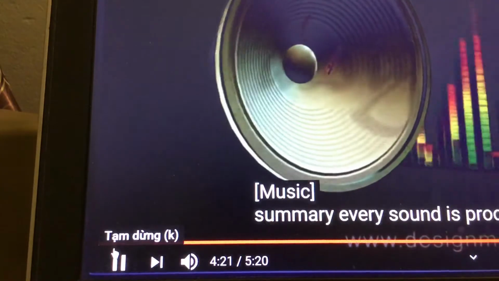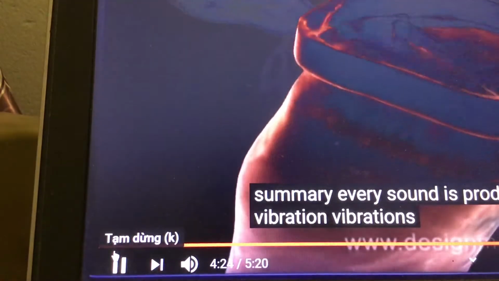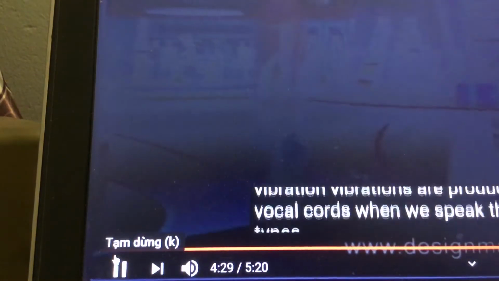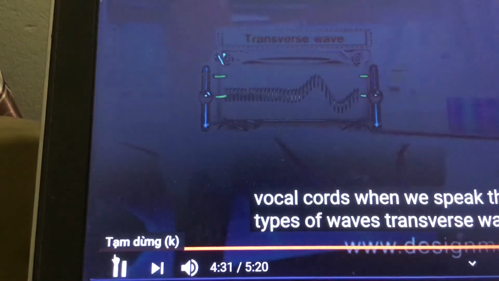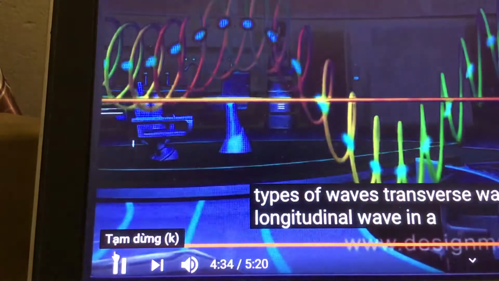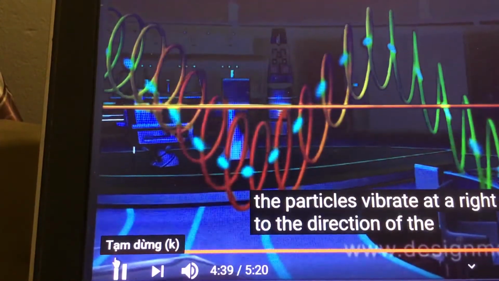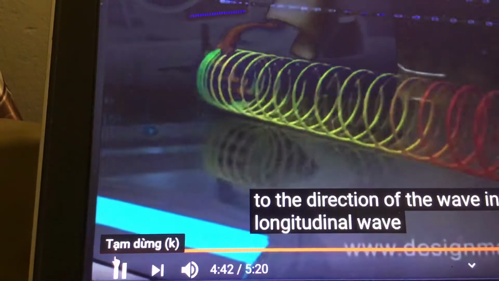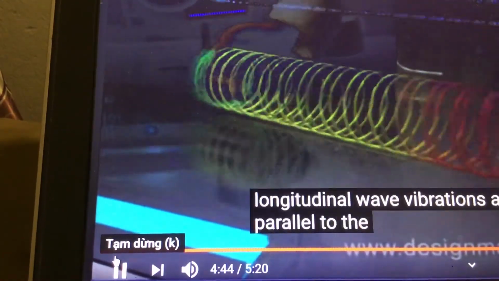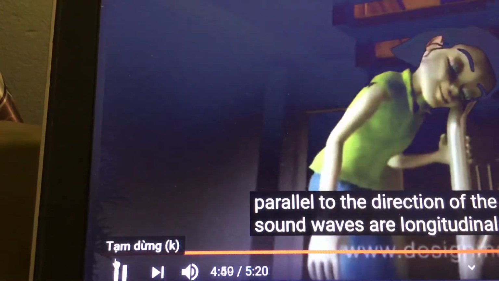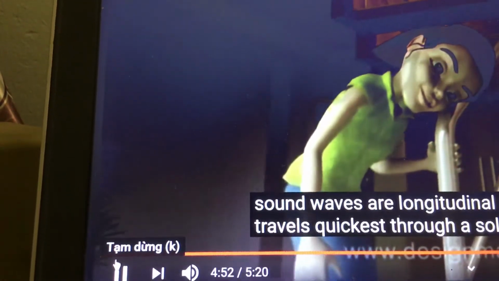Summary: every sound is produced by a vibration. Vibrations are produced by our vocal cords when we speak. There are two types of waves: transverse waves and longitudinal waves. In a transverse wave, the particle vibration is at right angles to the direction of the wave. In a longitudinal wave, vibration is parallel to the direction of the wave. Sound waves are longitudinal, and sound travels quickly through a solid.